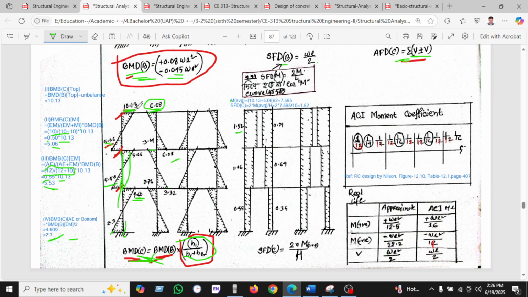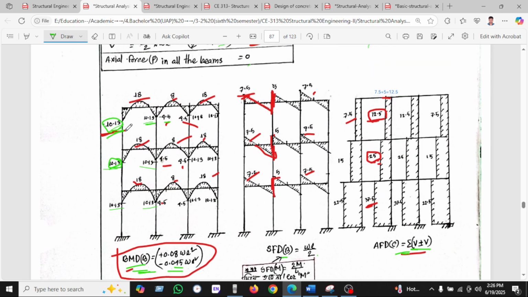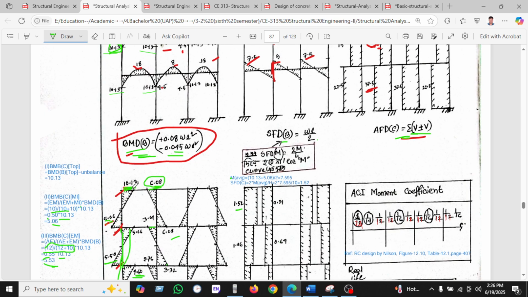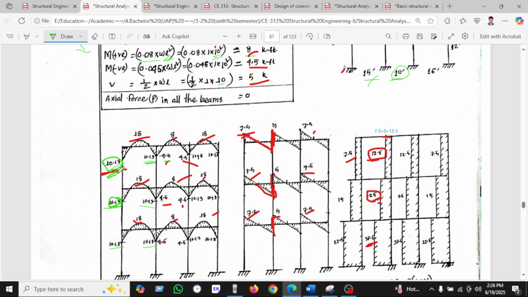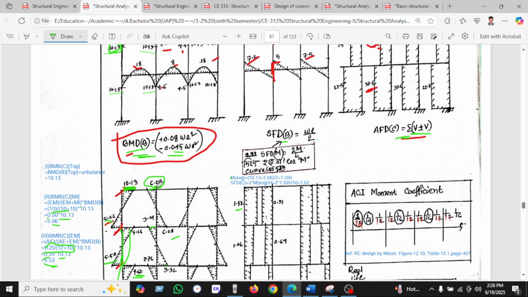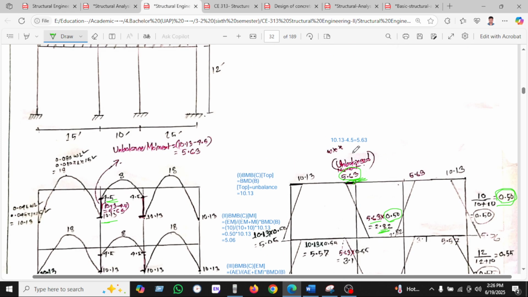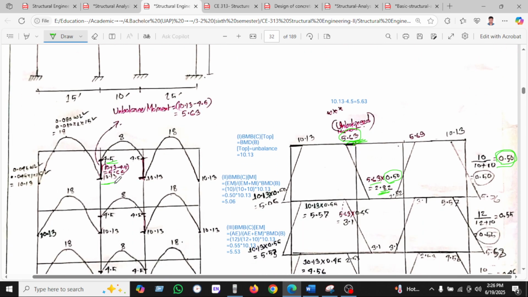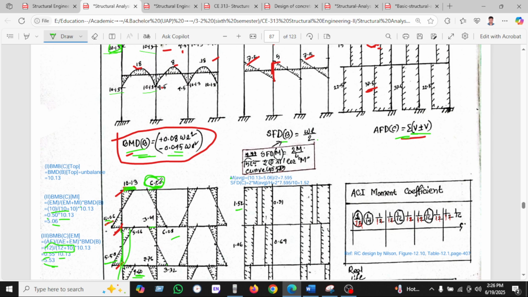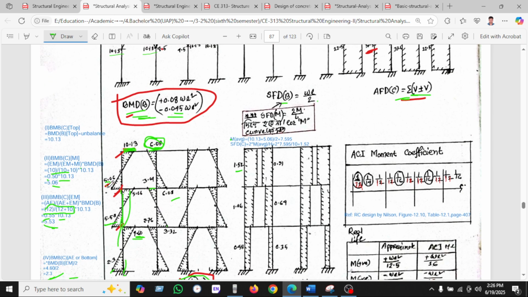So first is the top, we have found 10.13. There is no doubt, I will get the 6.08. These are what we found for the unbalanced moment. For the unbalanced purposes, if we deduct 10 minus 13 into 4.5, then we have found the unbalanced moment. Okay, so how will we get the 5.06?